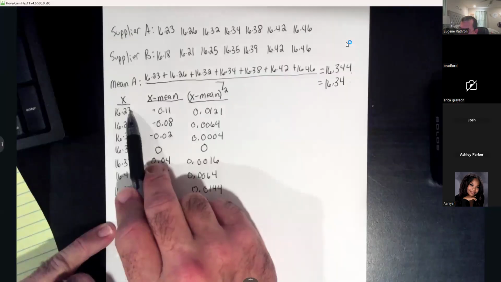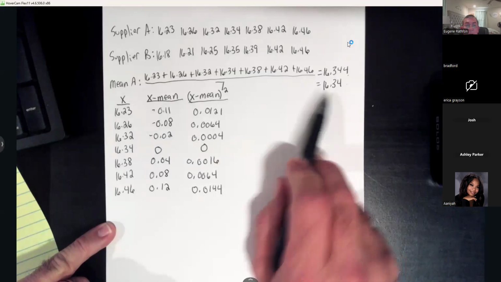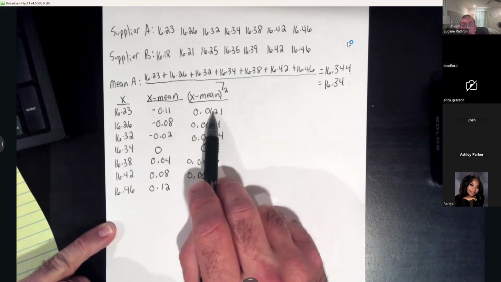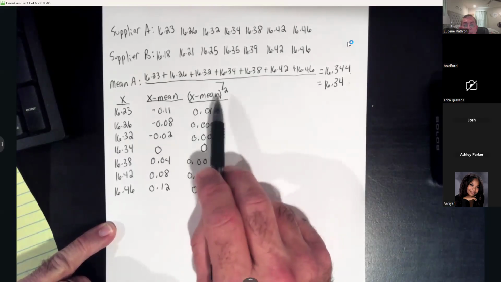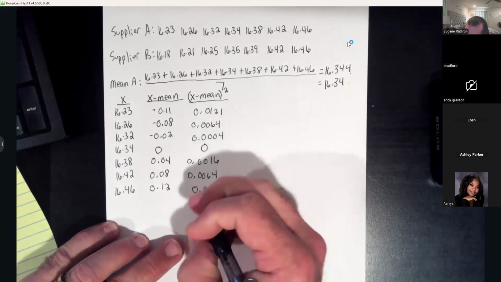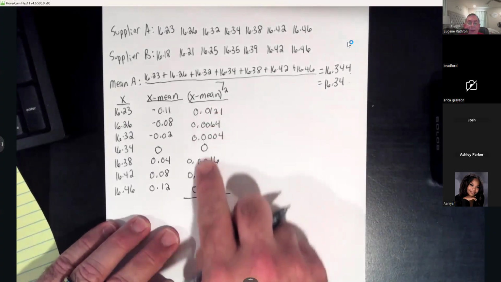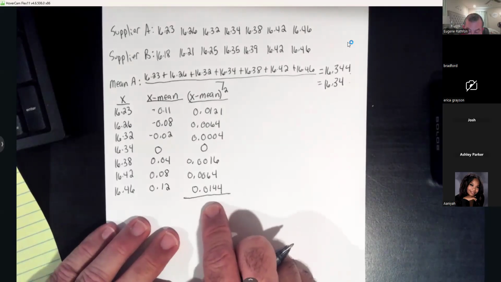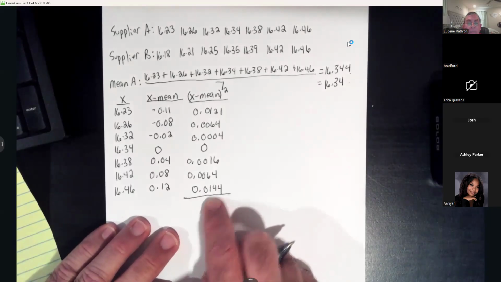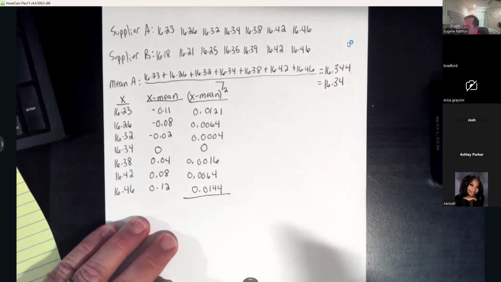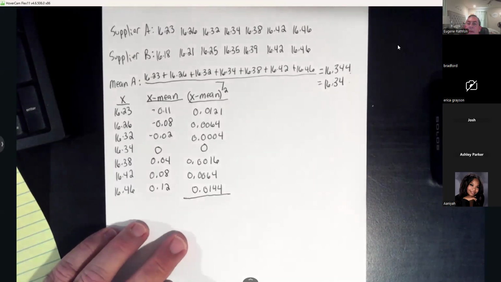So took the x, subtracted the mean of 16.34, got this column. Then I squared each one of these to get this x minus mean squared column. So our next step is to add all of these together and get our sum. Okay? So we're going to add all these together and get a sum here. So y'all, let's go back to the calculator and add them together.